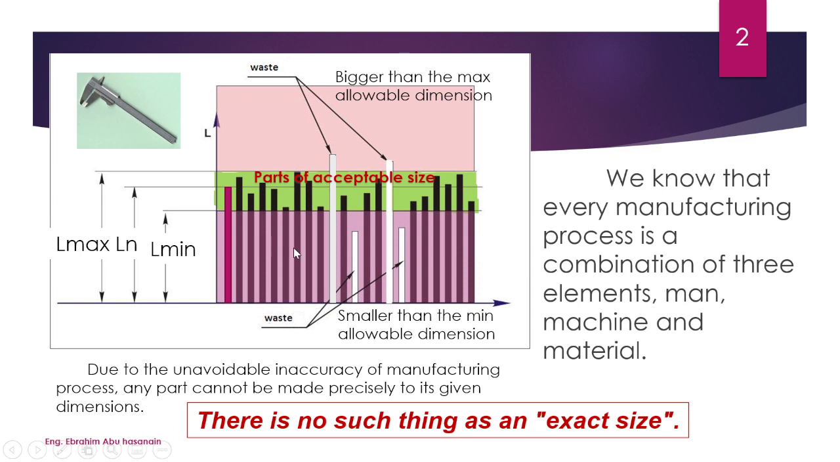Then we have 21 parts that are produced by people on several machines, let us say with the same material. As we can see here, they vary from the nominal dimension, from the nominal length. Some of them are bigger, some of them are smaller.